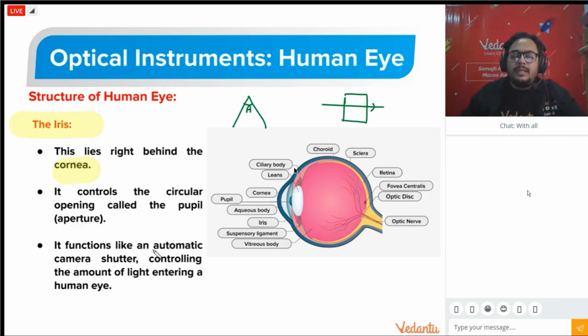So what is the function of iris? The function of iris is like a camera shutter to open and expose the lens. Any doubts in iris? अरे बोलिए, अरे बोलो, होना नहीं चाहिए.